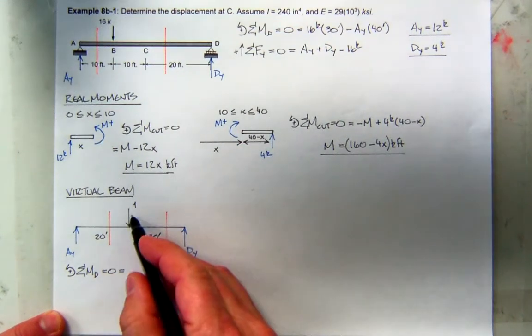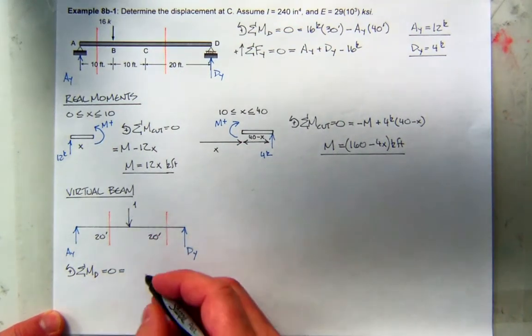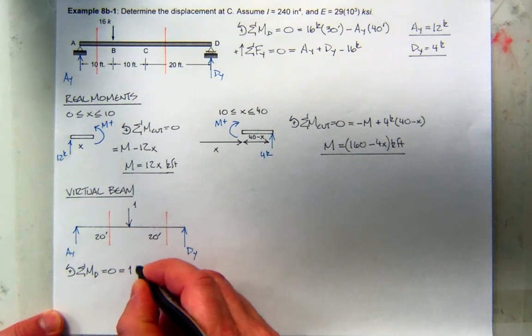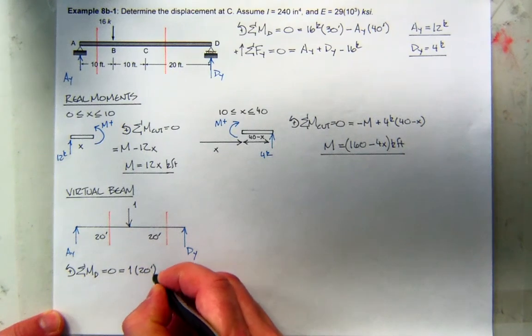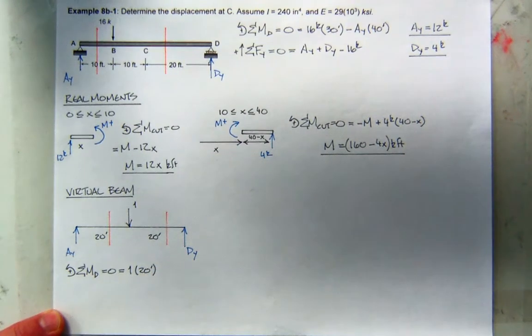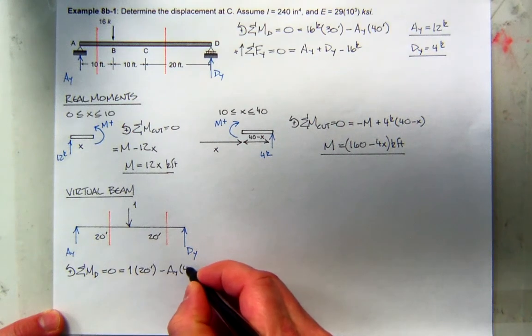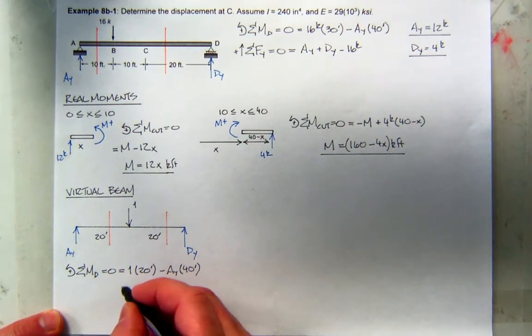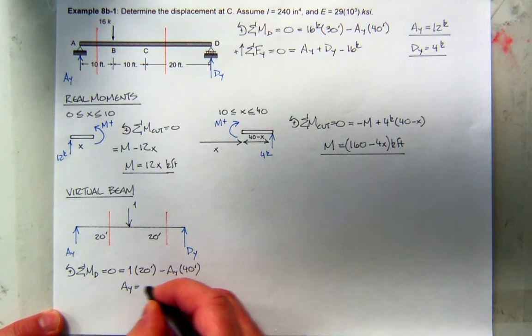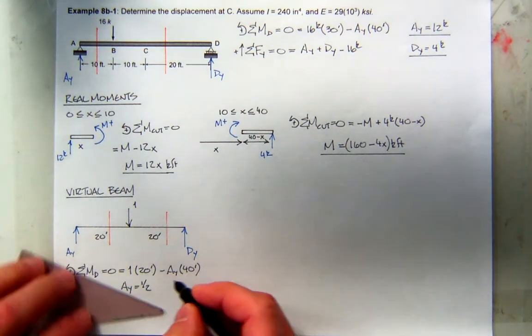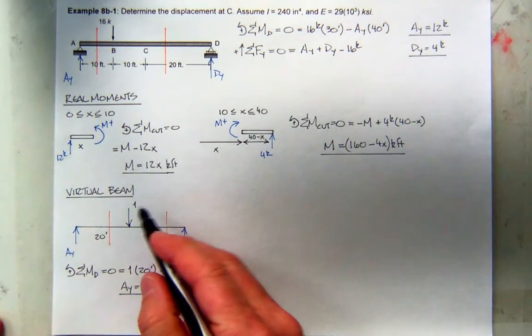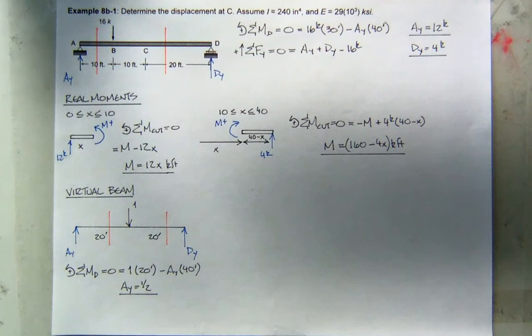About D, my unit load has a value of 1 and a moment arm of 20. And AY creates negative moment with a moment arm of 40. And you can easily see that AY is 1/2. It does not have a unit because our virtual load does not have a unit.